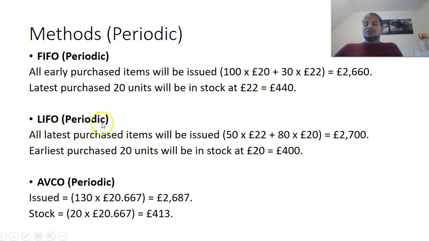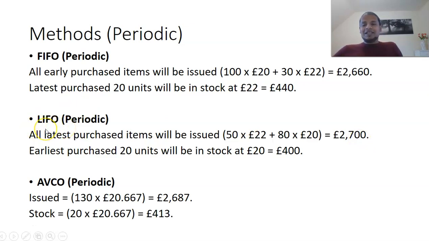And last in, first out, as you can see, last in will go first. So all the latest purchased items will be issued. So we will issue 130 from the latest purchases. Which one was the latest? The 50 units we purchased last. So firstly, we will issue 50 at 22, and the remaining 80 will go from the earlier purchase. Okay, so total 130 issued. So it comes to 2,700.